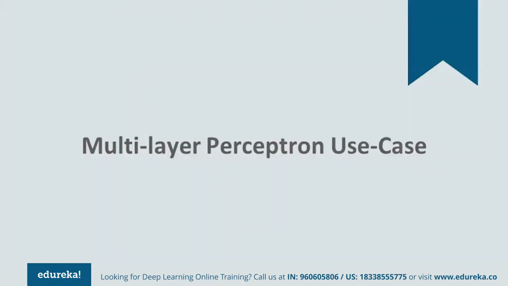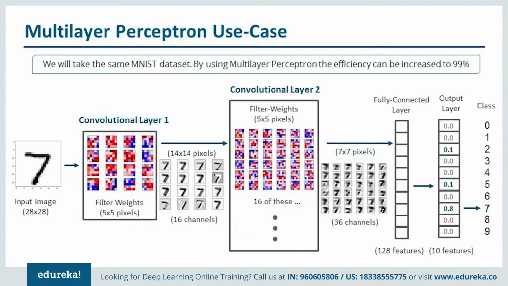So now I'm going to make use of the same MNIST data set and increase the efficiency on that data set from 97 to 99% with the help of multi-layer perceptron. So guys, let us go ahead with that. As I've told you earlier, we are going to use the same MNIST data set which we used in the single layer perceptron. I'm going to perform a classification using multi-layer convolutional networks.